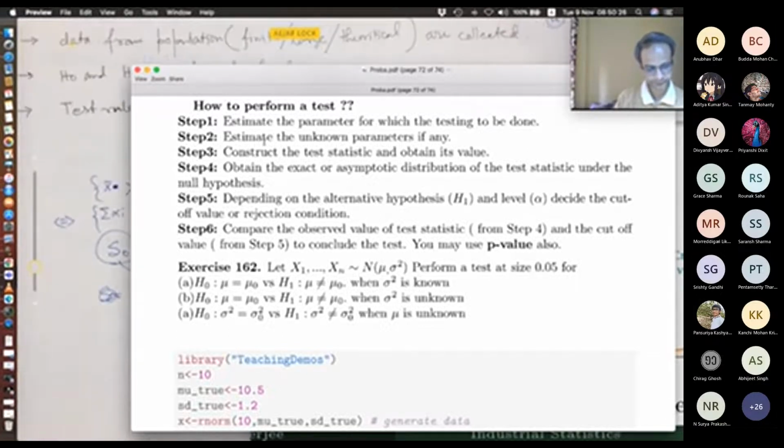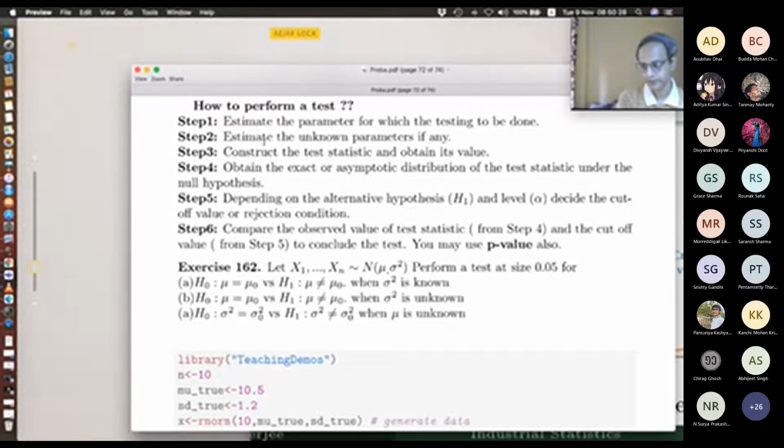So first of all, to perform a test, estimate the parameter for which you are doing the testing. Then estimate the unknown parameter, if any. Then construct the test statistic and obtain its value. Then obtain the exact or asymptotic distribution of the test statistic under the null hypothesis.